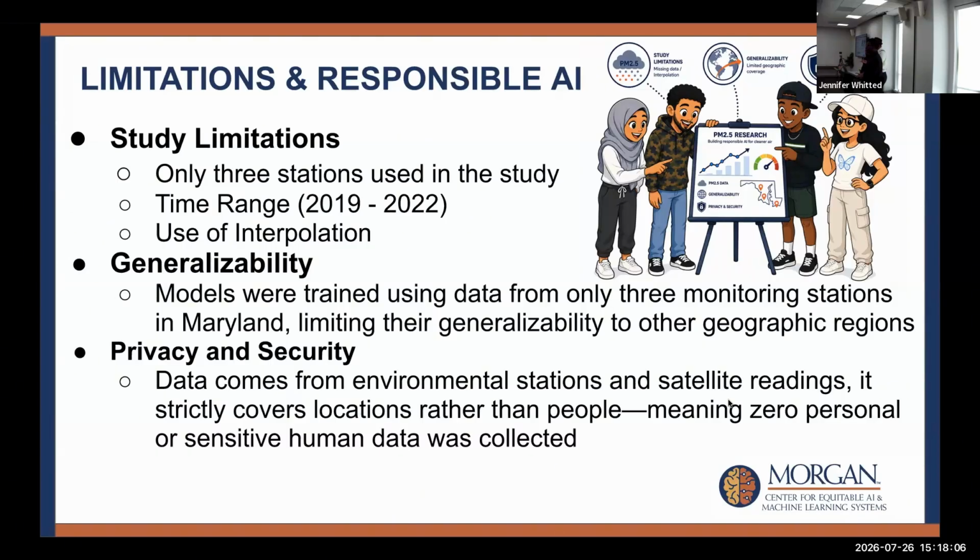You could not get these predictions as accurate as we have if you went to Washington, and you wouldn't really get it in Texas. When it comes to privacy and security, we're all safe, don't worry. These stations are not monitoring your address or your personal data. They are monitoring satellite data and station data. So you are very much safe.